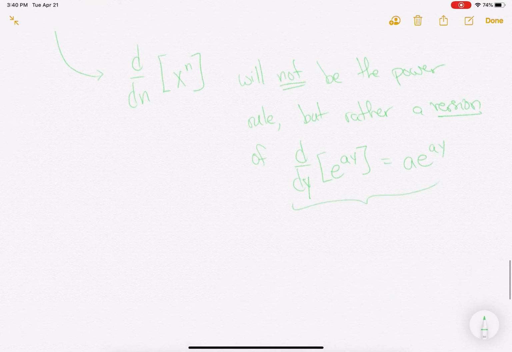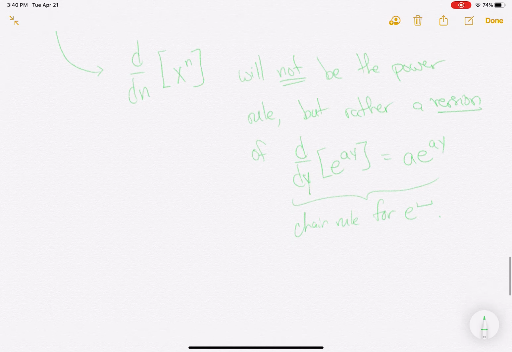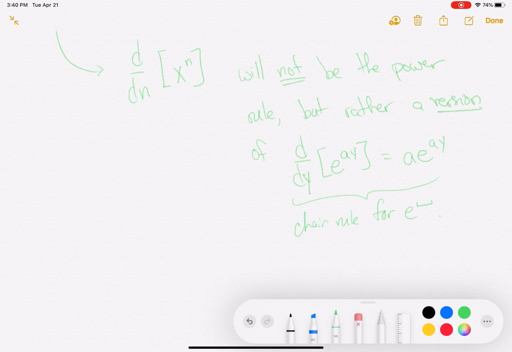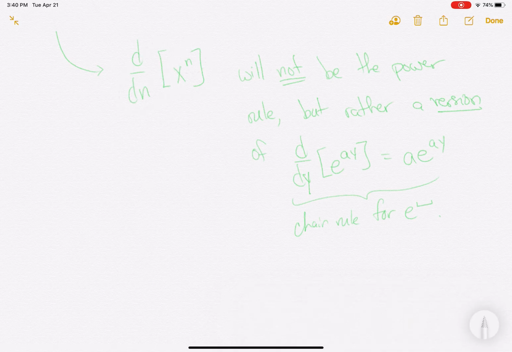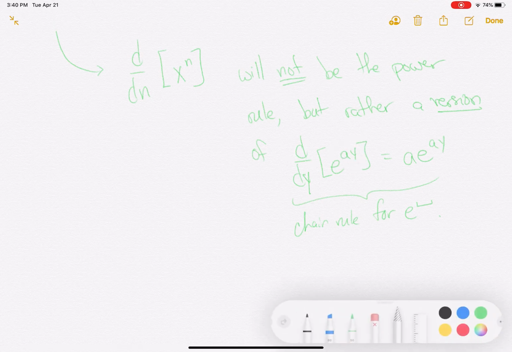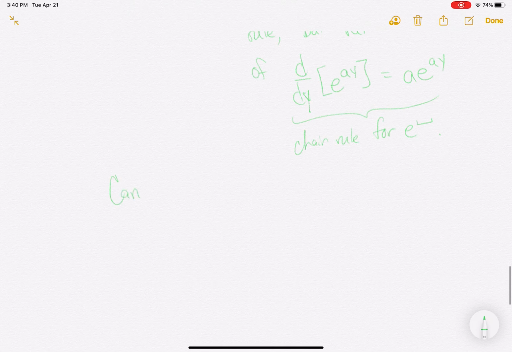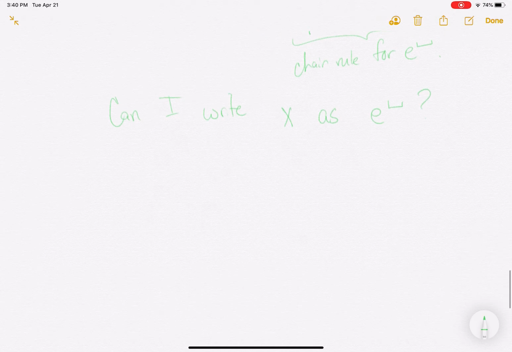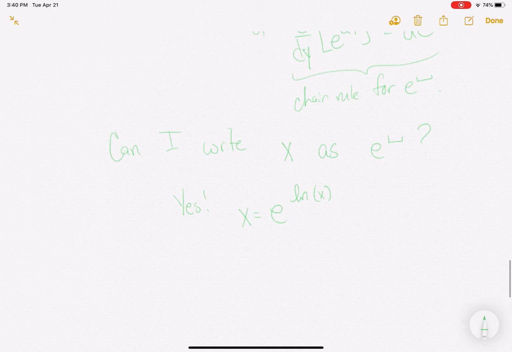So it'll be a version of this identity. This is just the chain rule for e to whatever. Since my variable in the bottom is n, that variable n is the same as that exponent n. The piece in the denominator is the same as the exponent. How do I write x as e to something? And the answer is yes. You should all be telling me e to the natural log of x. So x and e to the natural log of x are the same thing.